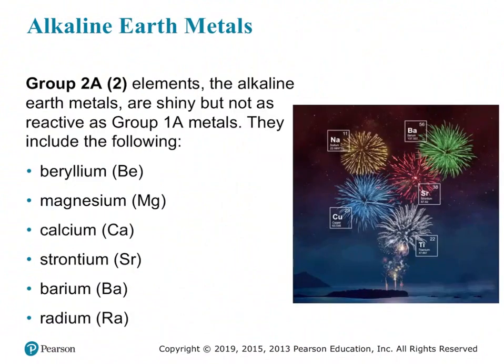Okay, so let's look at group 2, the alkaline earth metals. So in group 2A, or group 2, the alkaline earth metals are shiny, just like the group 1 metals, but they're not as reactive. So that includes beryllium, magnesium, calcium, strontium, barium, and radium. Now, one interesting thing is strontium is used in fireworks, and it gives off sort of a red color.